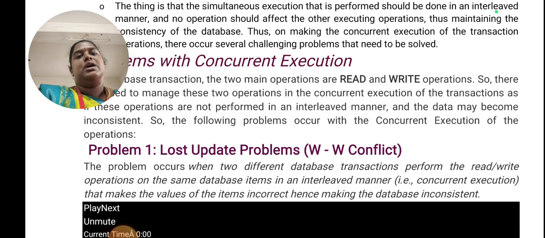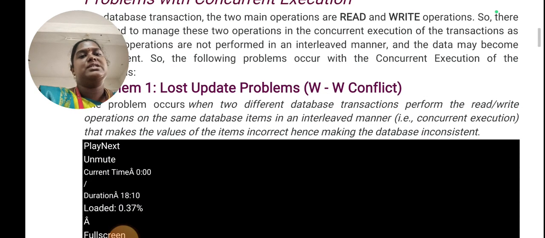Problem 1 is the lost update problem, the write-write conflict. This problem occurs when two different database transactions perform the read and write operation on the same database items in an interleaved manner, so that is concurrent execution.